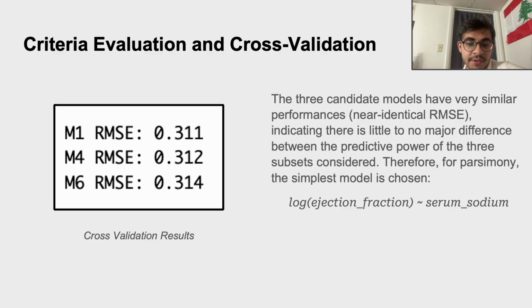Now, this indicates that there is little to no difference between the predictive power of the 3 subsets considered. That is why, for the sake of parsimony and interpretability, the simplest model was chosen. With that being said, the current final model at this point was the log-transformed ejection fraction variable regressed on serum sodium alone.